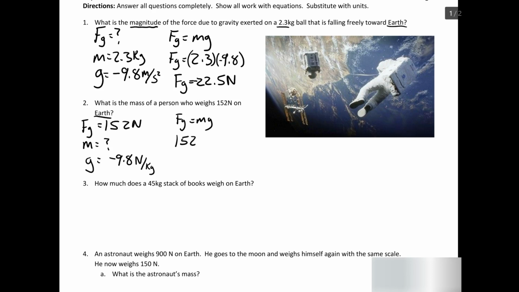152 newtons. Technically, this should be a negative number since the force is acting downward, and we're looking for the mass times negative 9.8. So you divide, you get a negative divided by a negative, and that gives you a positive mass, which is a good thing because mass is scalar, there's no direction. And 152 divided by 9.8, that's 15.5 kilograms.